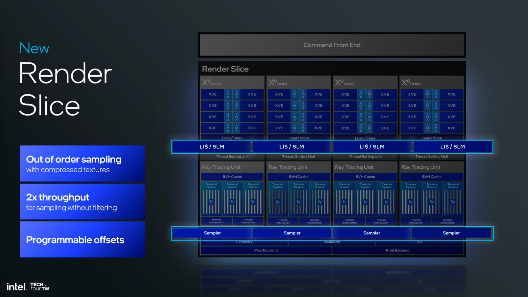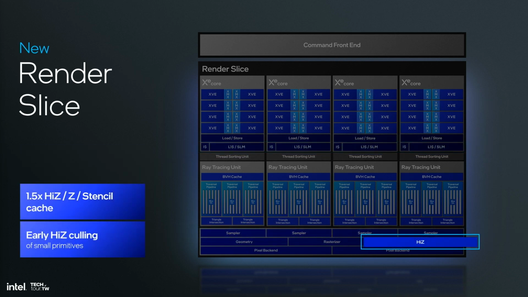All this is a little bit technical, but if you think about a programmable offset, we're talking about an offset relative to the center of the sample, which allows us to implement higher level filters directly in hardware.